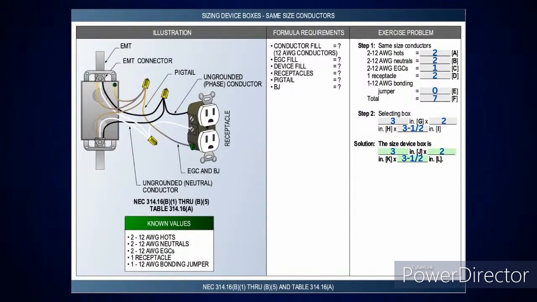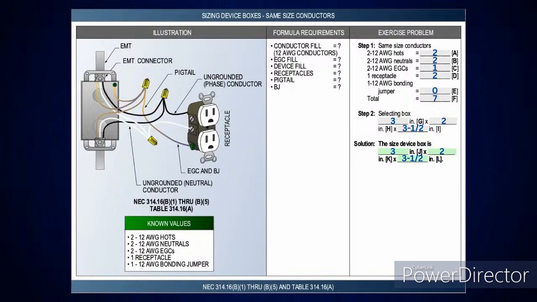Now look at this. Here's a device box, the same thing. I have two number 12 hots, two number 12 neutrals, and two equipment grounds. Now remember, we have a receptacle. If there's any device there, we have to count two conductors for each device. And if you have a bonding jumper in there, we don't count the bonding jumper.